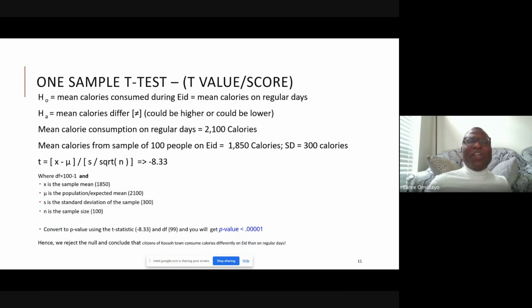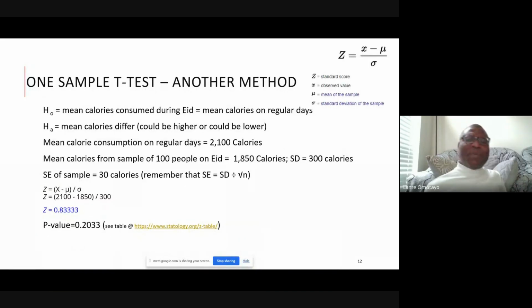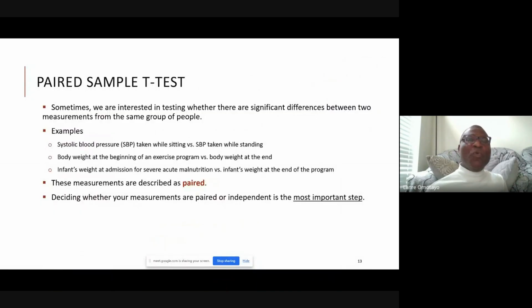And based on the p-value, you can conclude whether the numbers you are getting are statistically significant, meaning that after factoring the role of chance into it, these numbers are still different from the 2,100 you got or not. So basically, what we have just described is a one sample t-test.